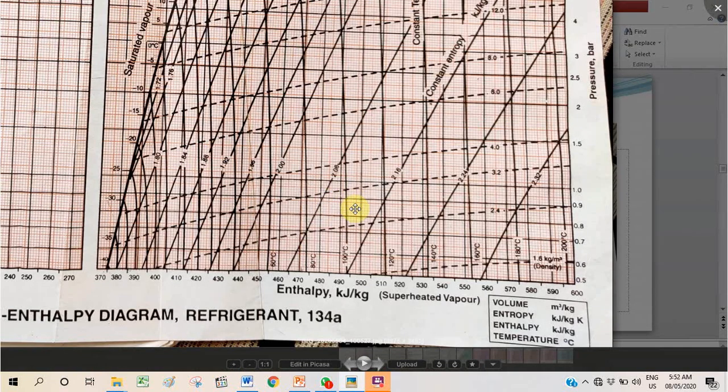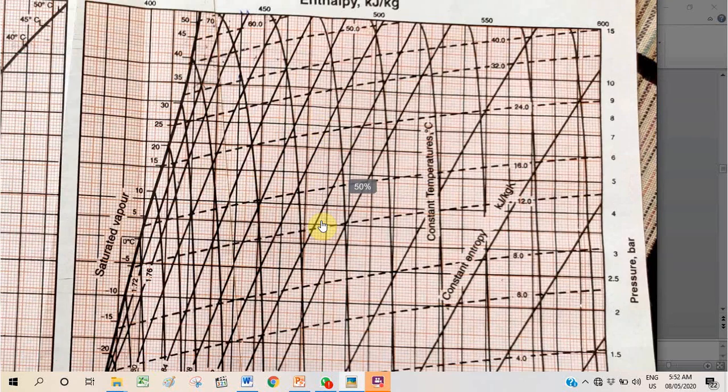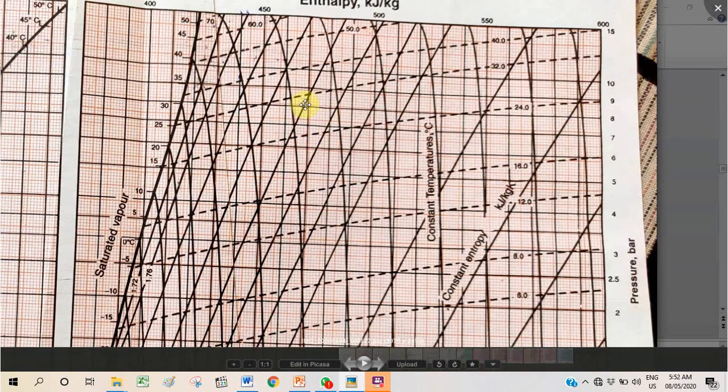If you keenly observe, at the bottom part, that is at low pressure, these are almost vertical and coincident with the enthalpy lines. But as we move upwards at the higher pressures, temperature lines are getting inclined towards the left side, getting deviated away.